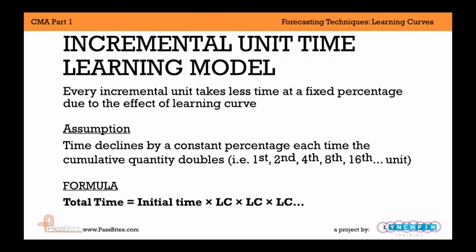For this, you need a scientific calculator and logarithm charts. Neither of them is available in your CMA exam, so it will always ask you about the last unit when the quantity doubles. And the formula is to take the initial time and multiply it with the learning curve. It will give you the last unit's time when the quantity doubles.